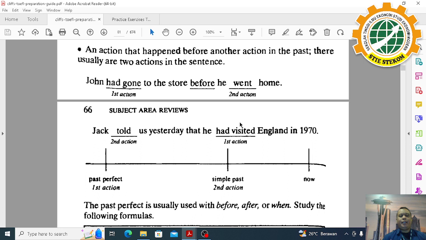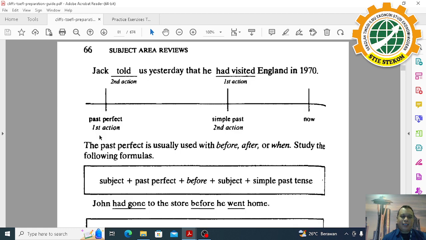Ini adalah Jack told us that he had visited. Oh sorry. Ini yang second, sorry. Ini yang second action ini ya, simple past ya. Jack told us yesterday berarti ini. And then that he had visited England. Jadi ini ada earlier past ya. Earlier past ini in the beginning. Okay, and then the past perfect is usually used with before, after, or when.